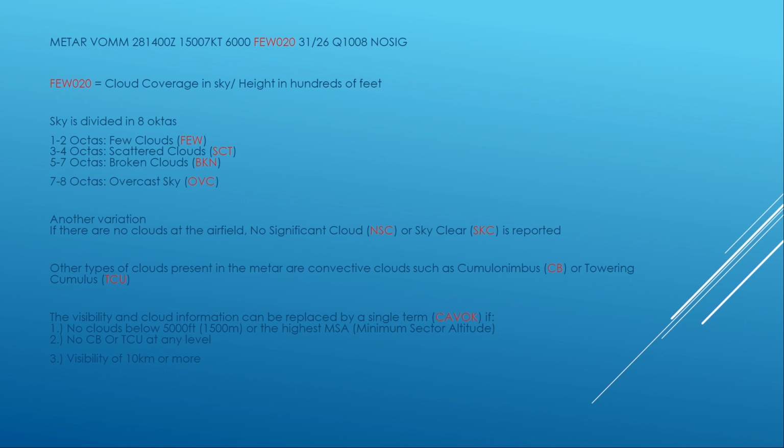The next block of information is the cloud coverage and the height of clouds in hundreds of feet. So in this example, we have few clouds at 020, which basically means that there are few clouds at 2000 feet. One thing to notice here is that the height of clouds is not above mean sea level, but above ground level, AGL. So if the airport elevation is 200 feet, the clouds will be at 2200 feet, or basically 2000 feet above the airfield.